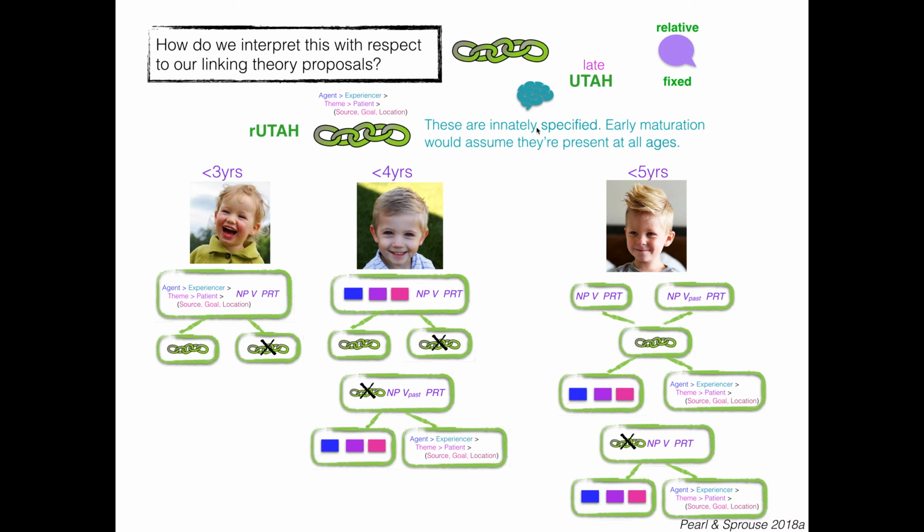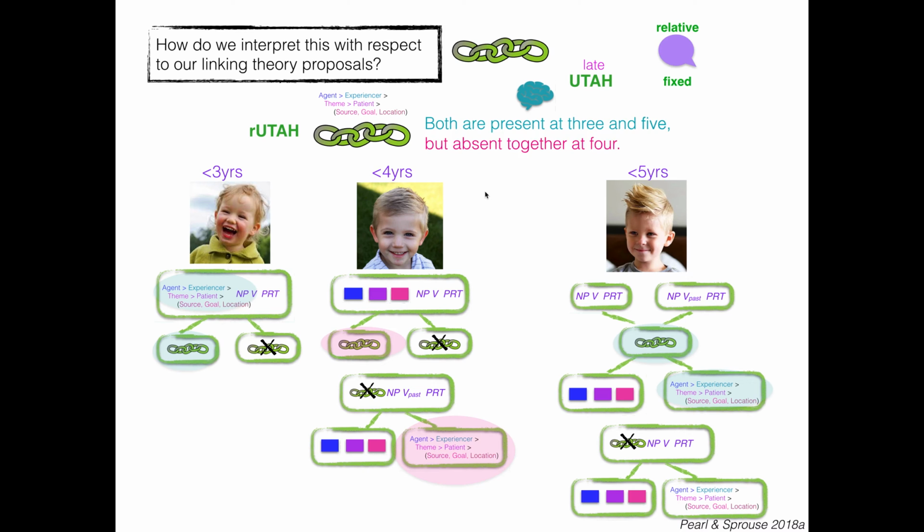Well, what about Ruta? So again, the idea is that you have this time a relative representation, and the link is innately specified, so early maturation is going to assume that these two things are together at all ages. Are they? Well, sort of, right? So at 3, great, they're there together. 5, great, they're there together. 4, oh no, they're not, right? So you can either have the link, but then you have to have the fixed representation, or you can have the relative representation, but then you can't have the link, right?